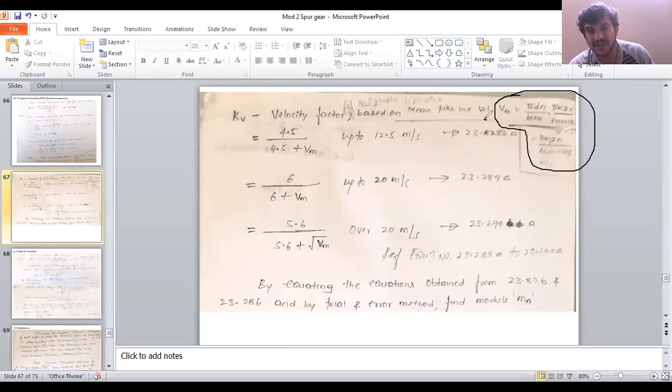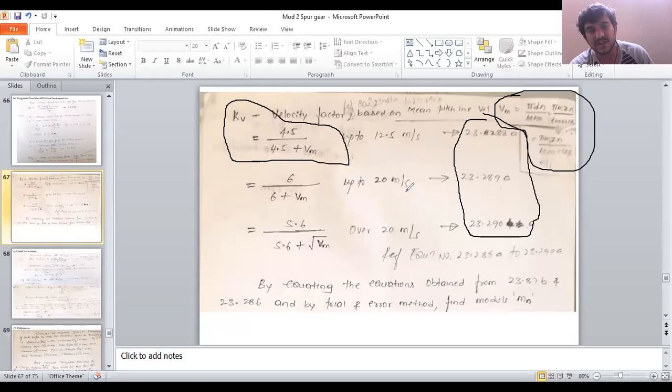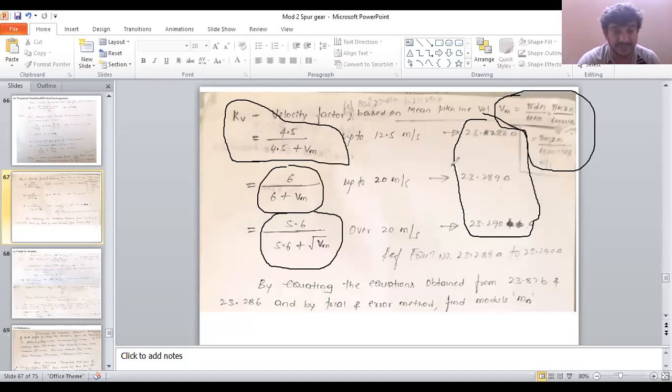Based on the mean piston velocity, we refer to these three equations. If the mean piston velocity is less than 12.5 meters per second, we use this formula for kV. If it is more than 12.5 meters per second and less than 20 meters per second, we use this formula. And over 20 meters per second, we use this formula. The equation number changes slightly here for helical gears.